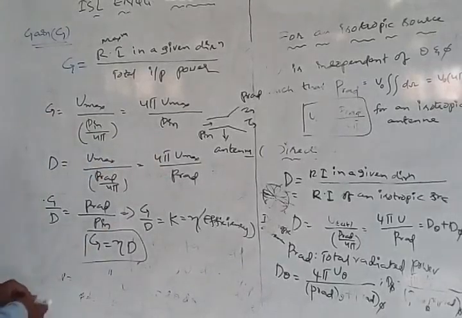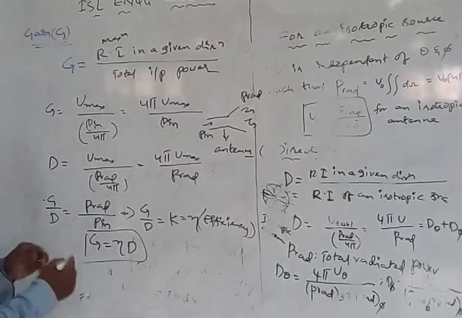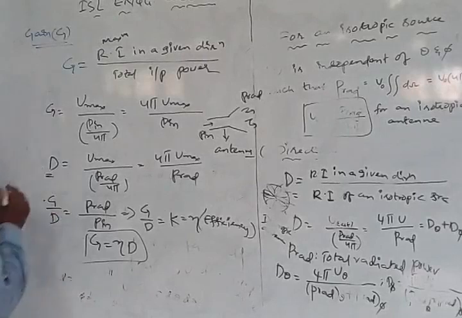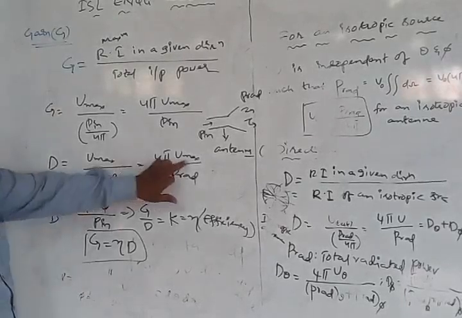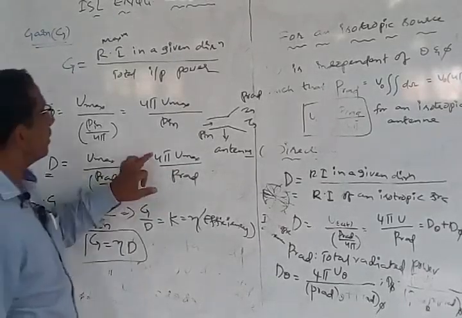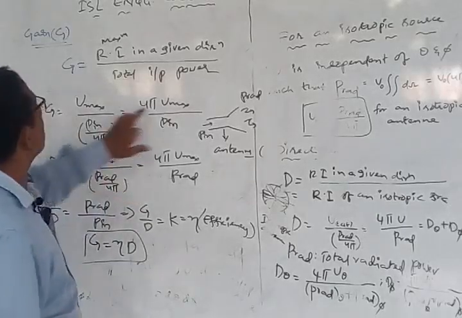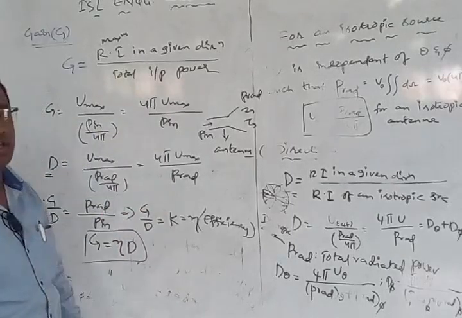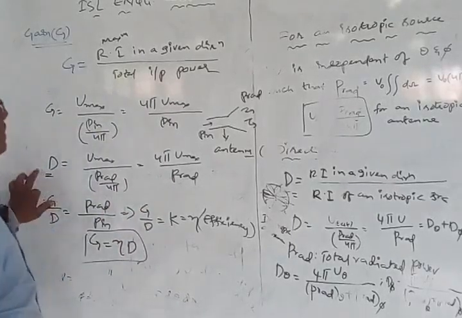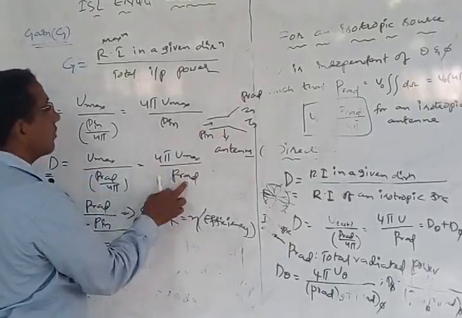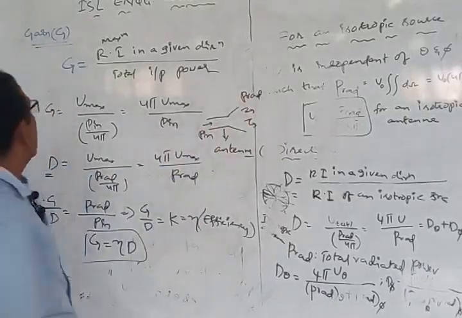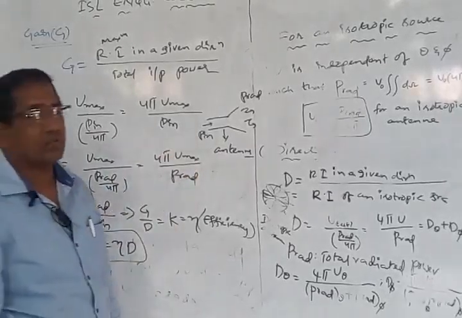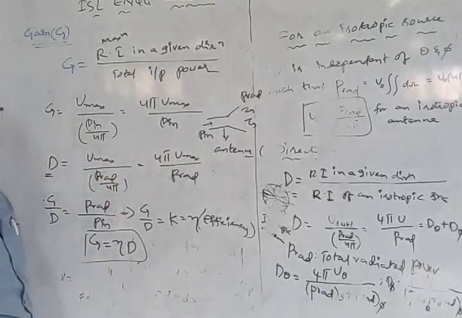So what are the equations that we get? Say for example, if you take D, what is the equation I am having? 4 pi U max in the numerator. What about G? 4 pi U max in the numerator. In the denominator I have P in here, and here I have P radiation. So for directivity we use the radiated power, meaning the output power of an antenna, and for the gain we use the input power of the antenna. This is the major difference that we have.